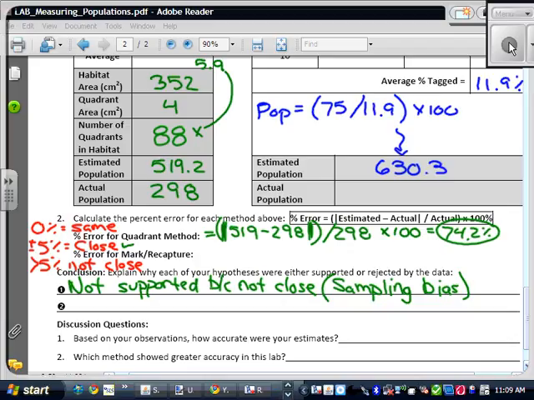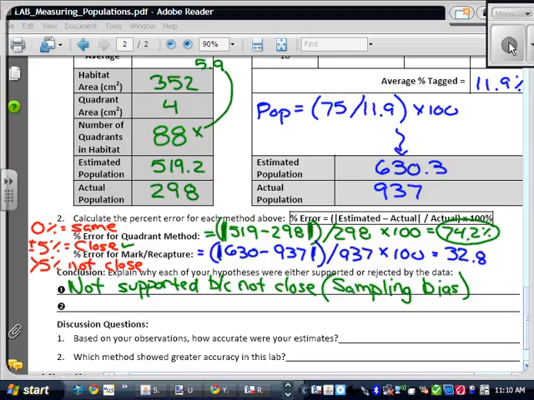And what was your actual population? 937. Now right there you can see we're still pretty off, but we're a lot closer than the other method. Let's do the percent error. Absolute value of 630 minus 937 divided by 937 times 100. And what do we get? So let's calculate that. Gives you an absolute value of 32.8%, or excuse me, a percent error of 32.8.